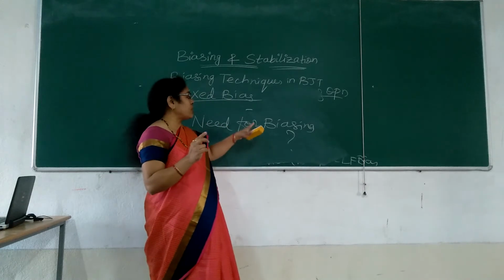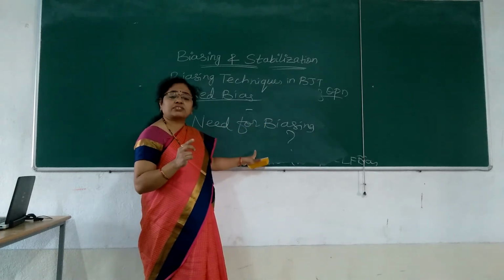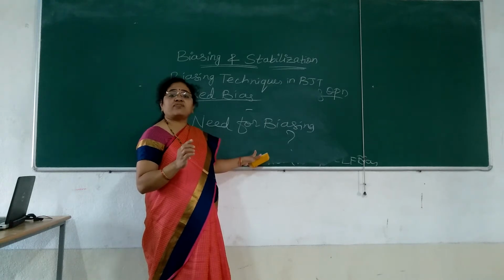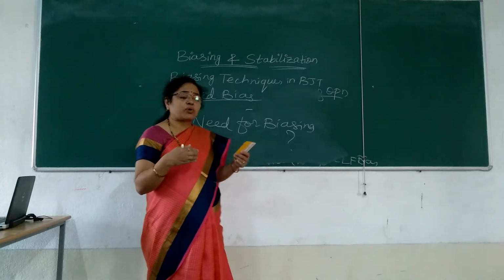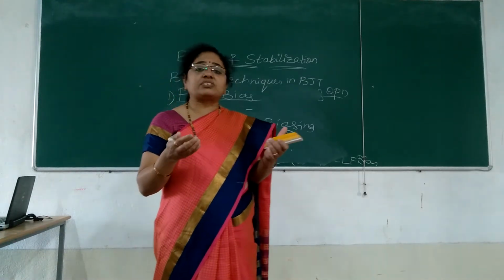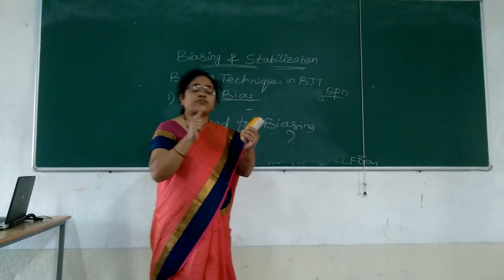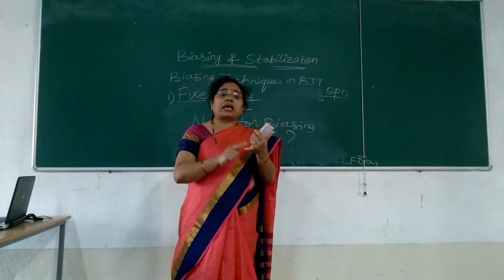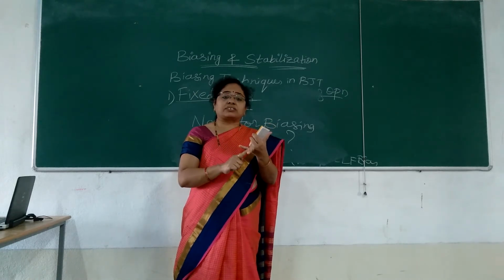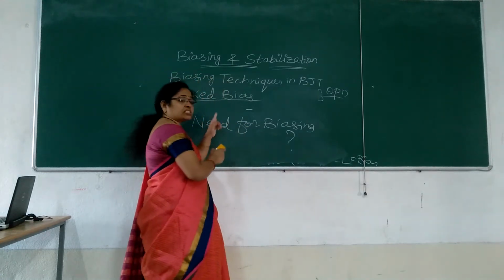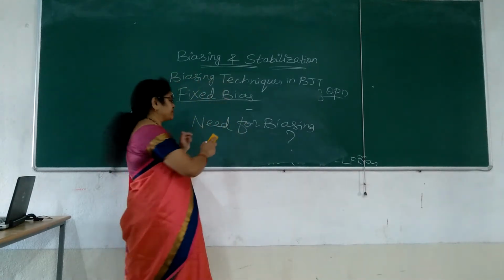Now we will learn the various techniques to bias the BJT circuit, and we will try to come up with a biasing circuit which is most appropriate for all applications. That means we have to learn biasing as well as stability factor, stabilization, in a particular technique. So first we will take fixed bias.